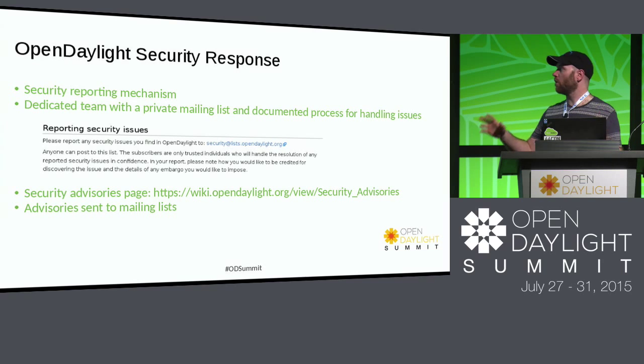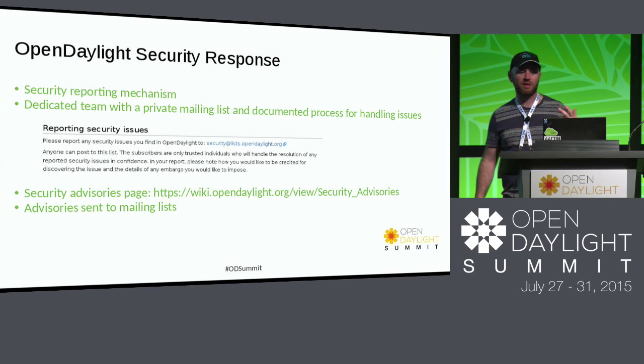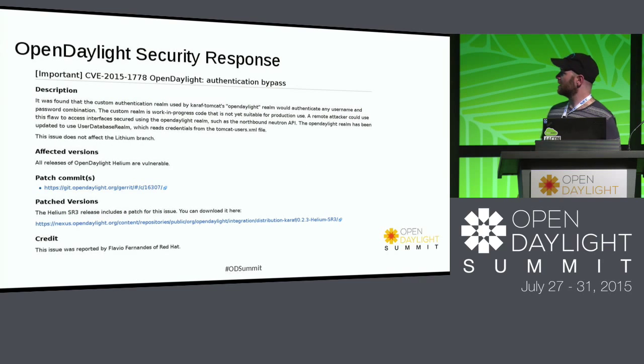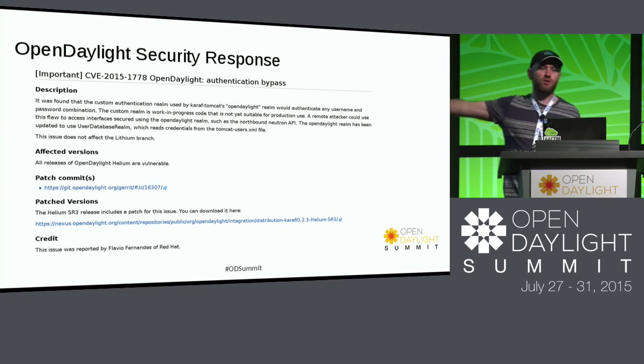So we have a well-oiled machine in terms of security response. We have a private mechanism for reporting vulnerabilities. We have a dedicated team. We have an advisories page, and we consistently send advisories to mailing lists. Here's what one looks like. They're clearly structured. You have a description of the vulnerability, an impact rating, which versions are affected. We link to the patch commits, which versions are patched, and critically, we give credit to the reporter.